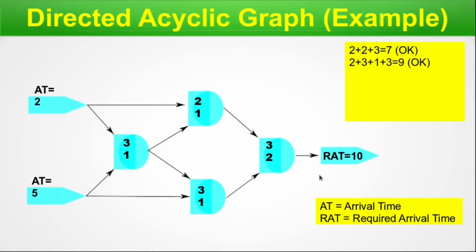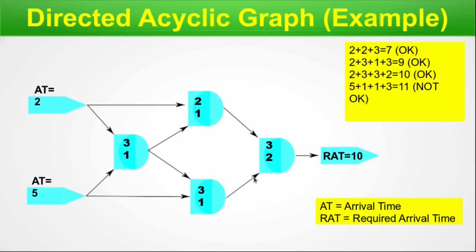The next one we bring up is 2 plus 3 plus 1 plus 3 equal to 9. So this is again within the required arrival time. So it is okay. This path is okay. Next we have 2 plus 3 plus 3 plus 2. So this is equal to 10, and this is also okay because it meets the RAT.